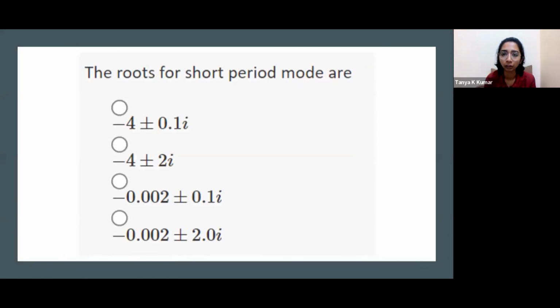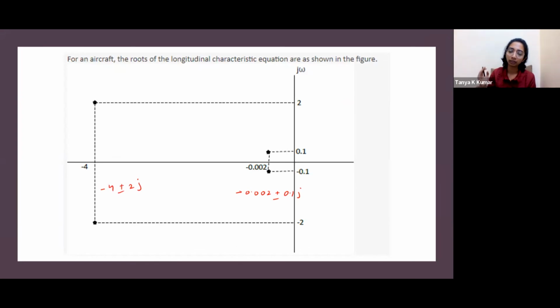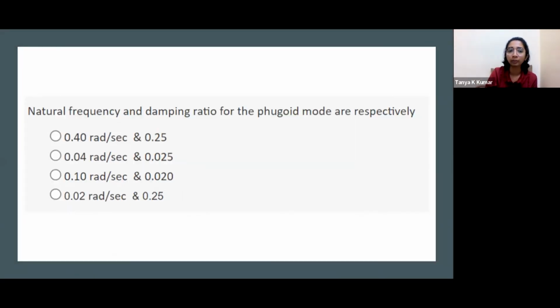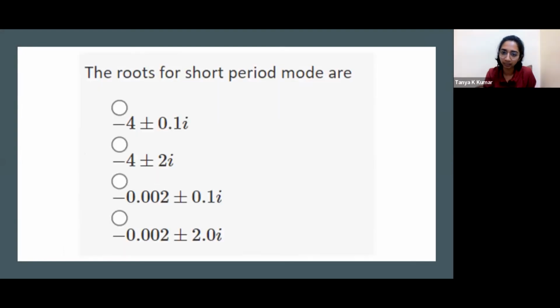First question is, roots for short period mode are. We had discussed previously, short period mode reaches fast towards the equilibrium. So it has a large coefficient, which is why it reaches fast towards the equilibrium. For a long period mode or the phugoid mode, it takes a longer time, meaning the coefficients are small. I will not tell you the answers now, but it's fairly simple.